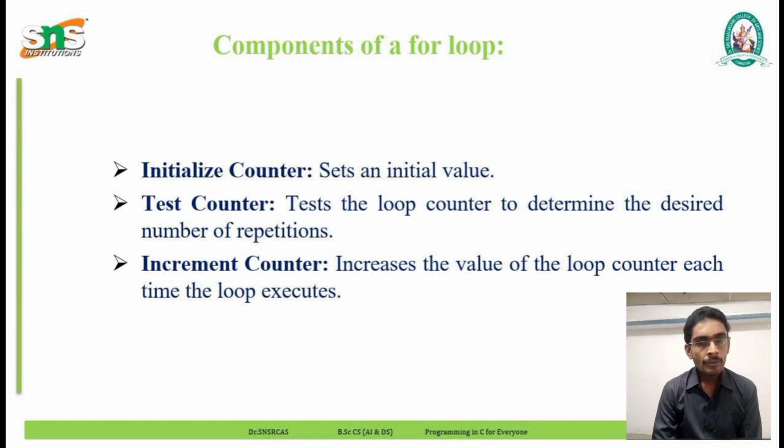The initialization counter sets the loop counter to an initial value. This variable initiates the starting value for the number of times the loop can execute. The test counter is used to determine whether its value has reached the desired number of repetitions or not. The test counter defines the segment of code to be executed, the number of times or the number of repetitions.